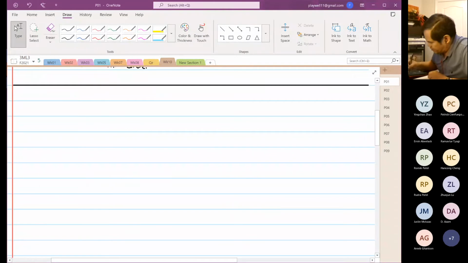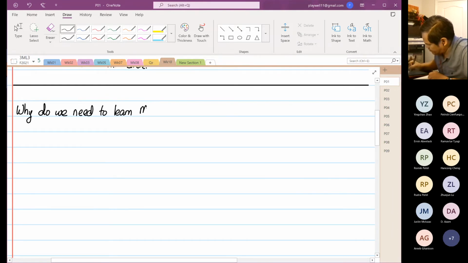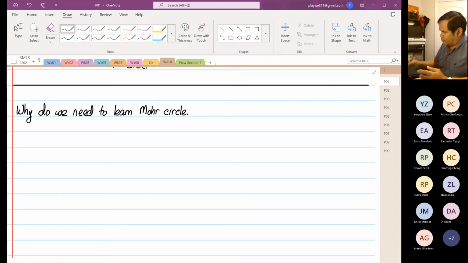So why do we need to learn Mohr circle? I think Mohr circle is one of the most important tools in structure analysis. Okay, why is that? Why do I say it's one of the most important things?